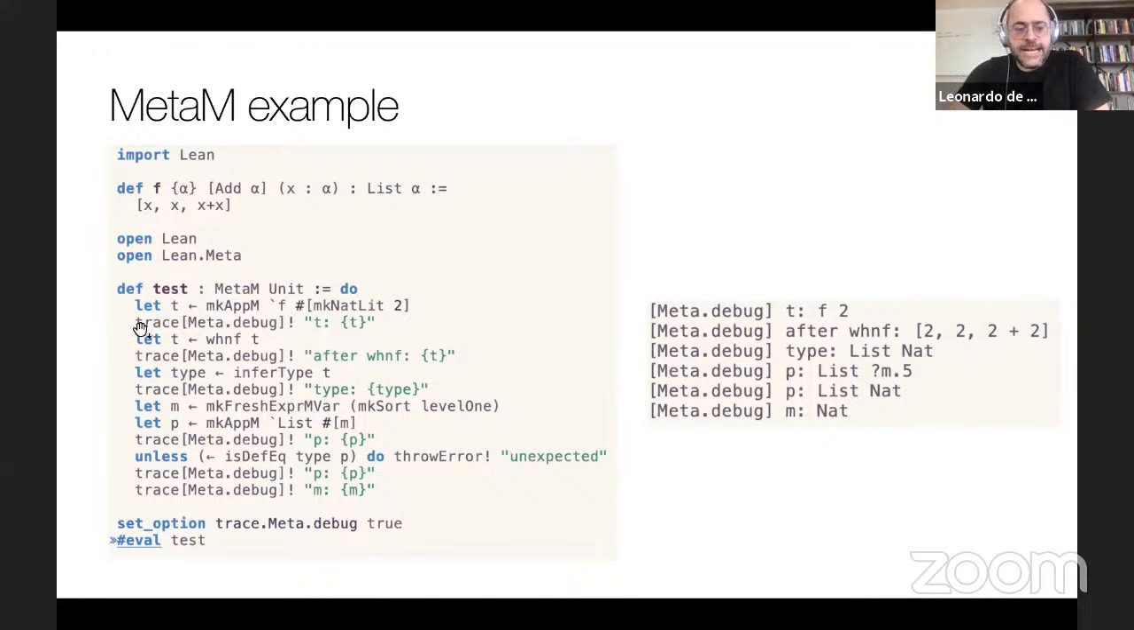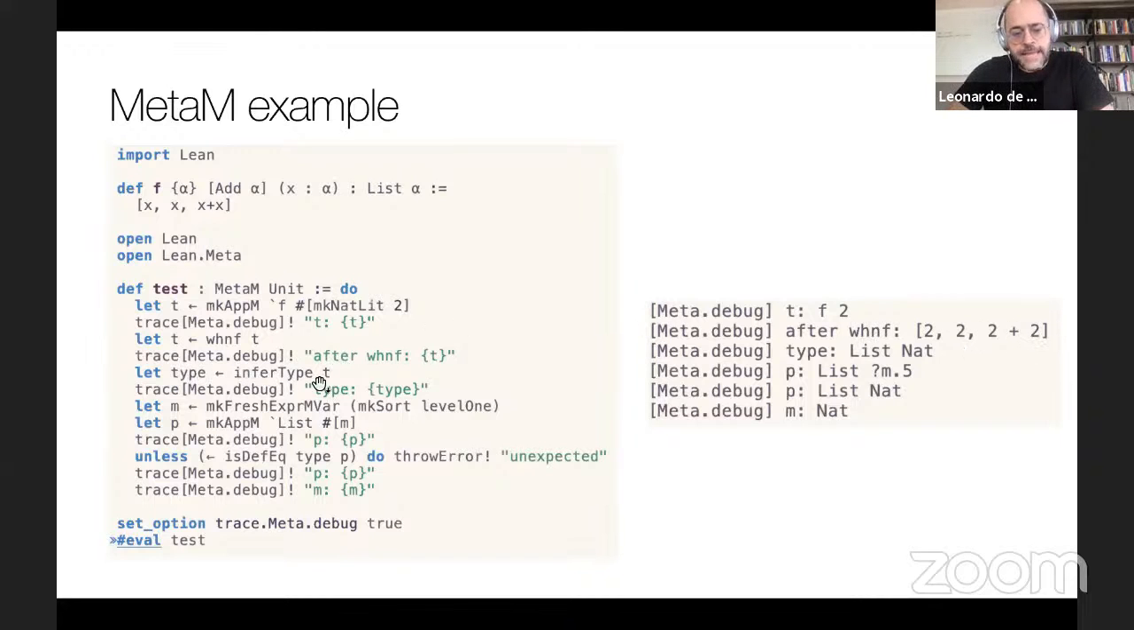And you see that I'm using this trace message to print here. When I execute the example, I'm getting here T colon F2, right? If you want, you can say set option PP all, like in Lean 3, you're going to get the @f Nat, the Nat.add, something like that, and the 2 there, right? Then, oh, put T in weak head normal form and print again, and you can see the results.